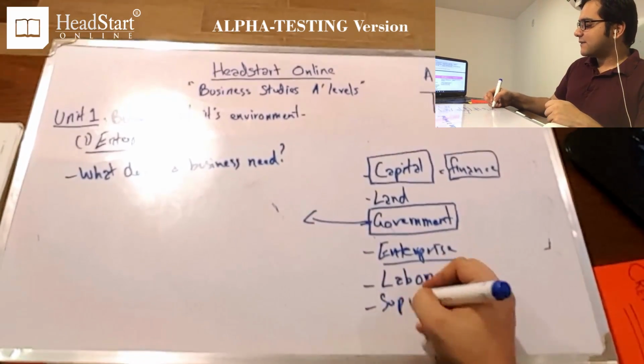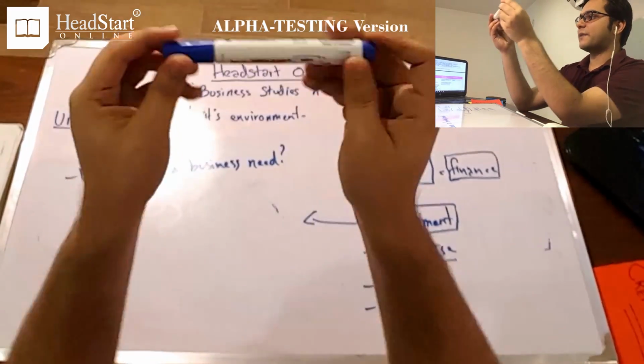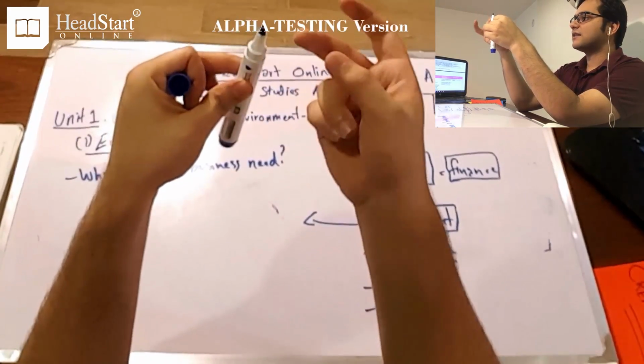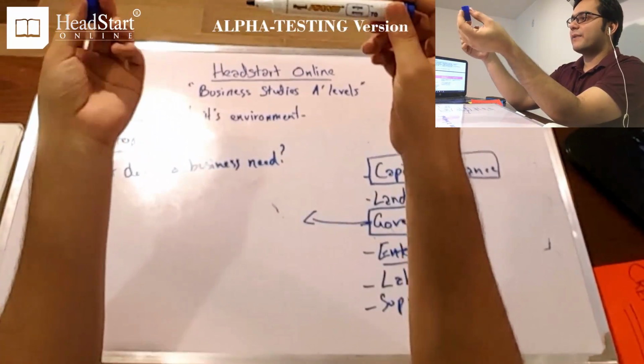Another thing a company needs is suppliers. Obviously, when you create something, let's take this pen for a second. This pen is made up of plastic. It's made up of ink. And it's got this thing in the middle that actually enables you to write. So this company might have acquired plastic from someone.